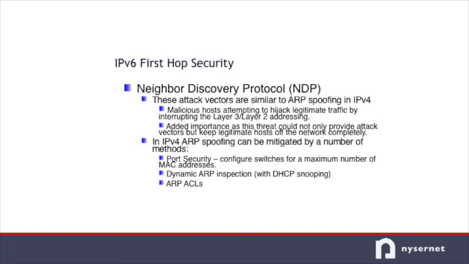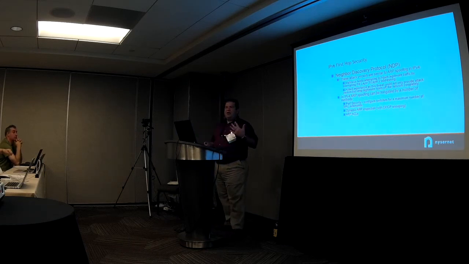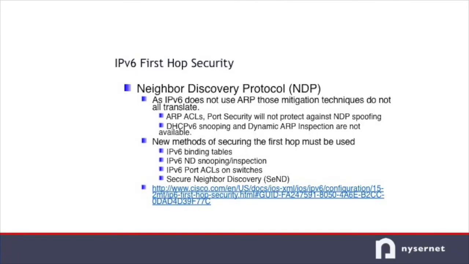In v4, spoofing can be mitigated by a number of different ways, depending on what you've done. You can do port security. You can do dynamic ARP inspection and DHCP snooping. You can do ARP-based ACLs. Again, none of these have direct analogs in v6 because there is no ARP. However, there are ways to do a similar thing in v6.